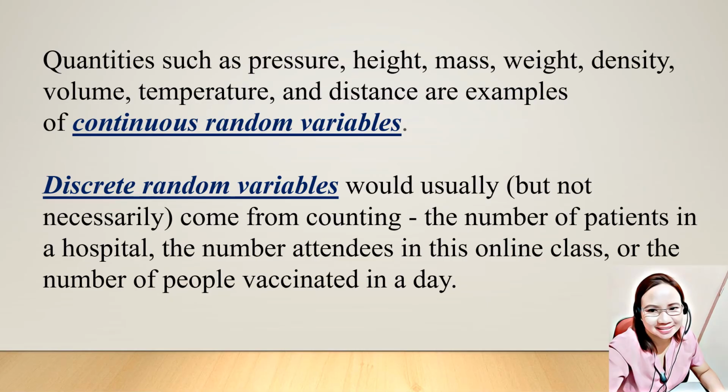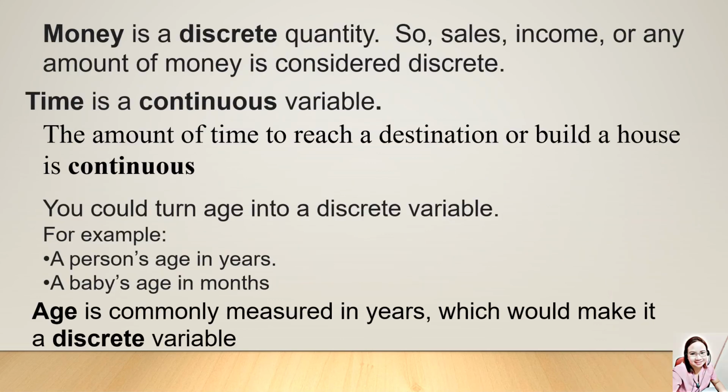In general, quantities such as pressure, height, mass, weight, density, volume, temperature, and distance are examples of continuous random variables. Discrete random variables would usually but not necessarily come from counting. Say the number of patients in the hospital, the number of attendees in this online class, or the number of people vaccinated in a day.